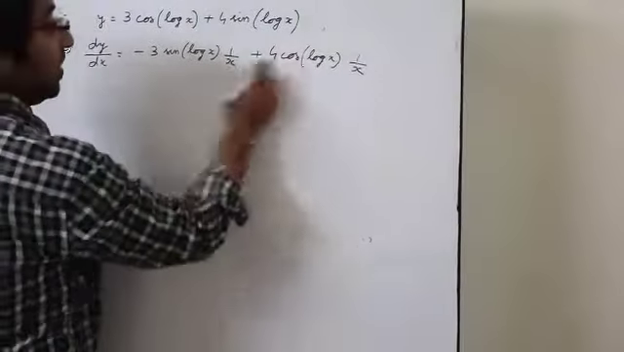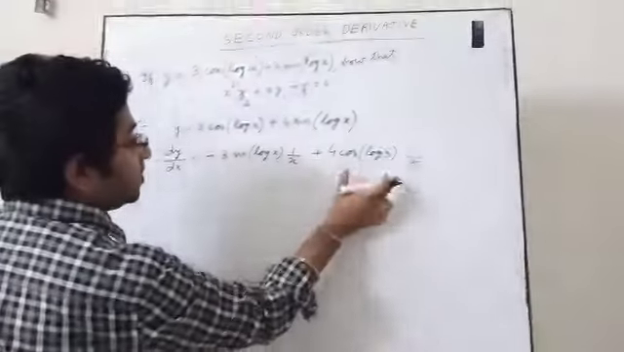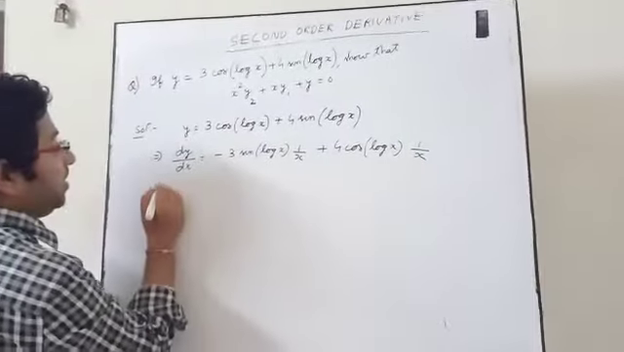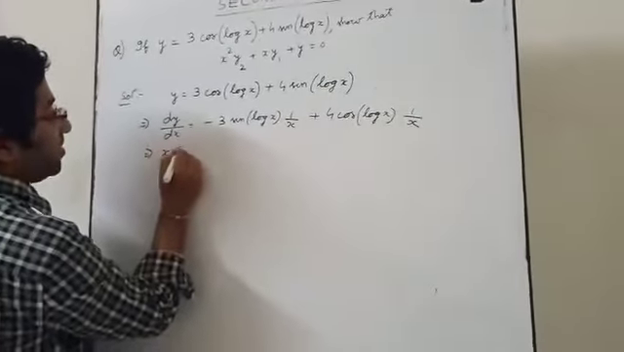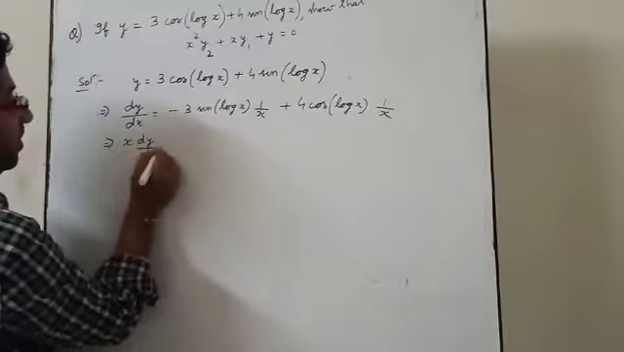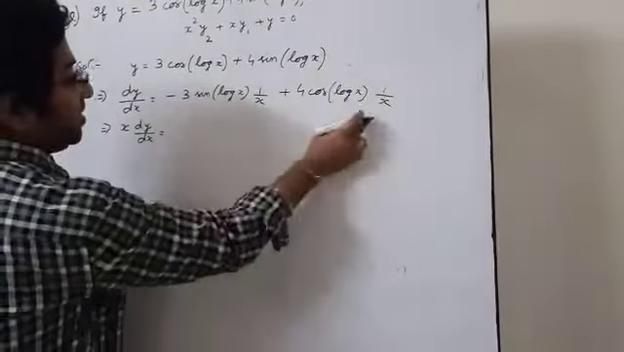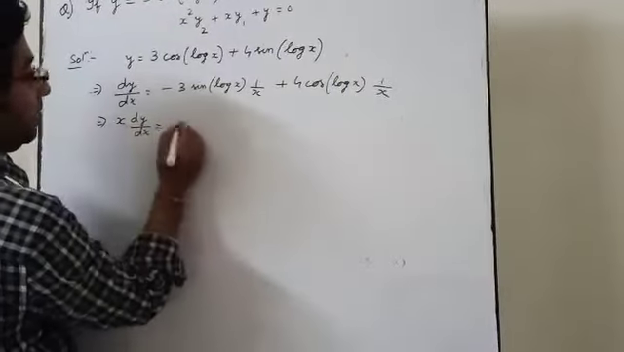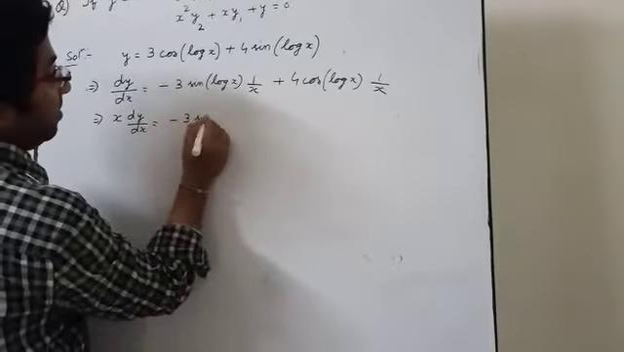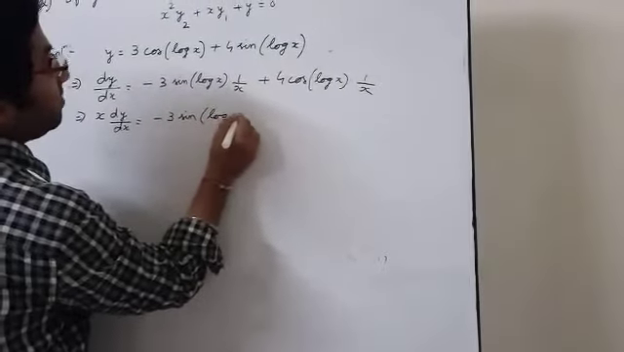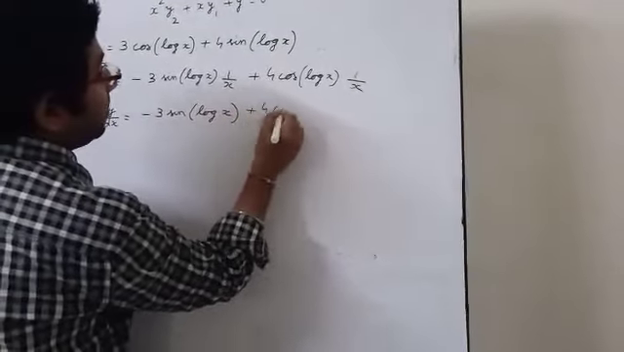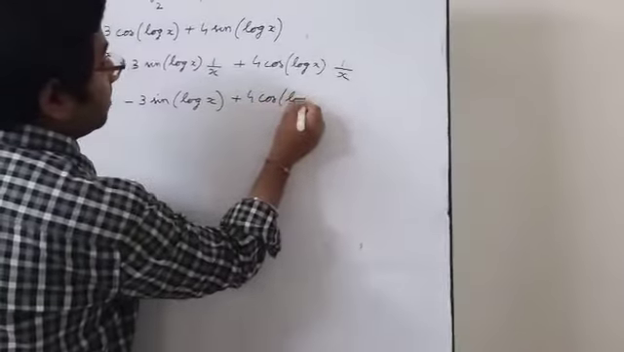So you can see here also 1 by x, here also 1 by x. So put this x in the left side. That means it will come x dy by dx. There is denominator x, take the LCM and put it in the left side. So minus 3 sin log x plus 4 cos log x.